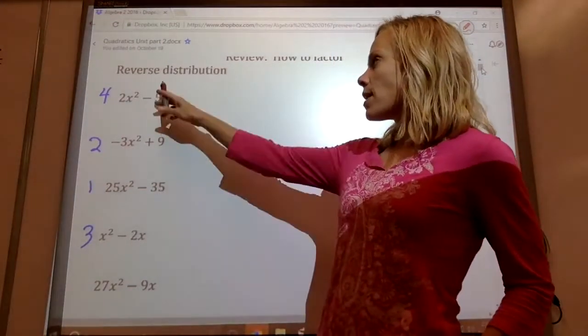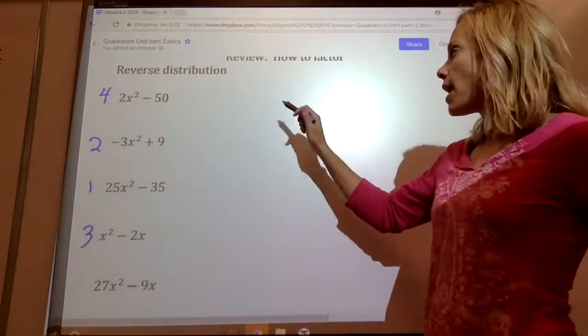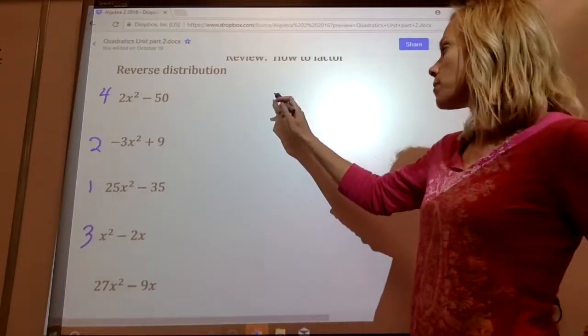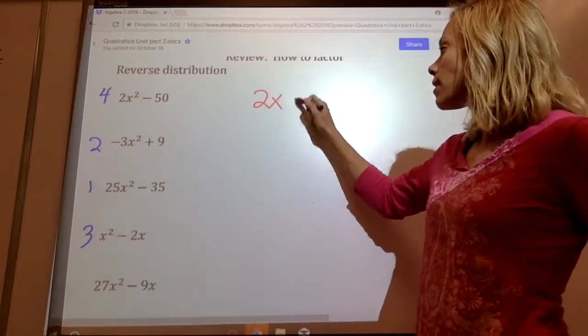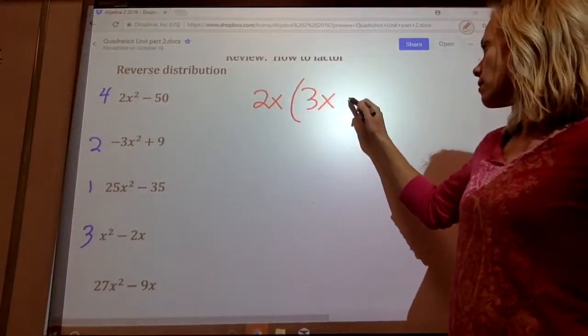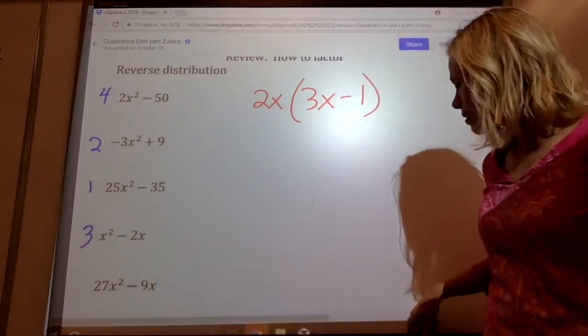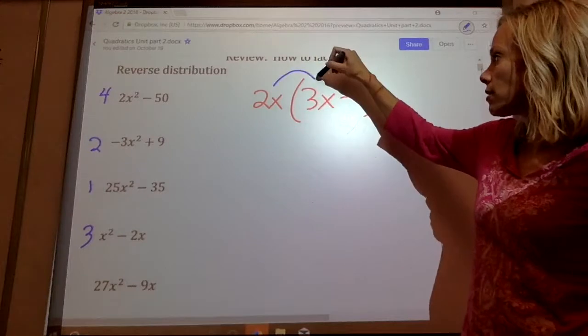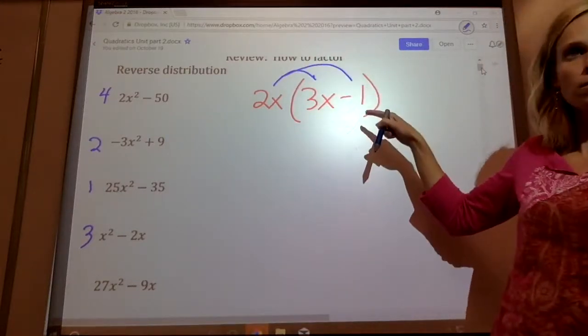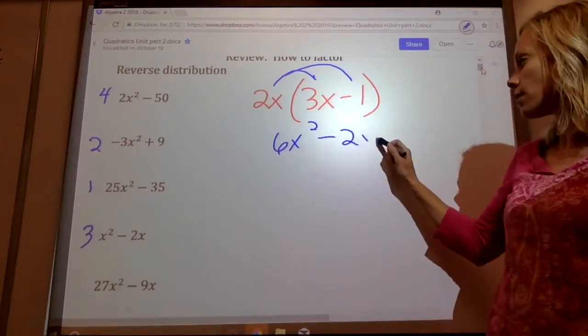And the first way of factoring is reverse distribution. So what does that mean? That means if I had a distribution problem, something like 2x, and I want to distribute 2x, something like this, how would I use my distributive property? I would take the 2x times each term, right? And I would get 6x squared minus 2x.